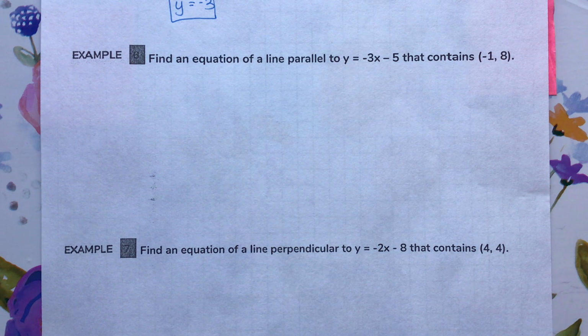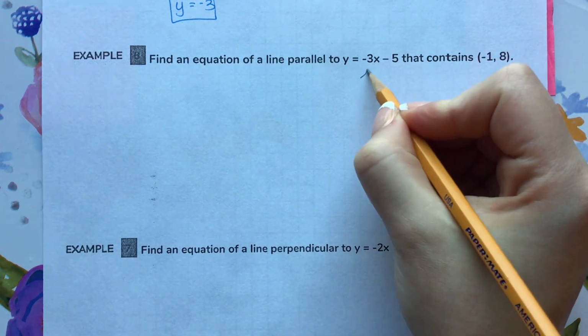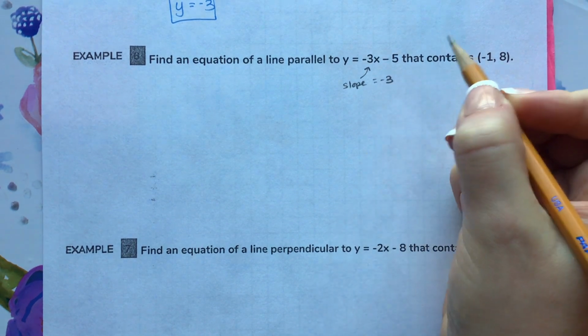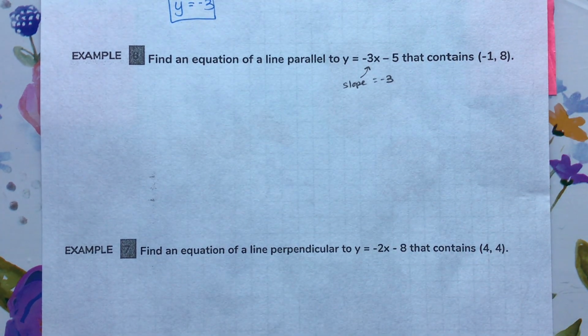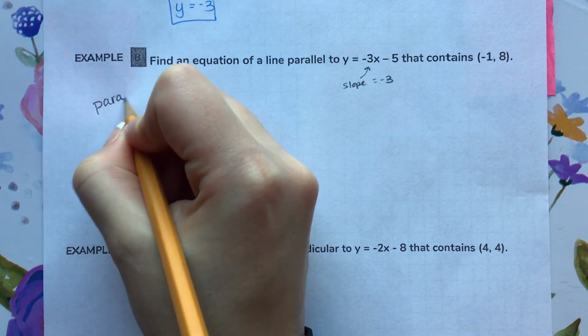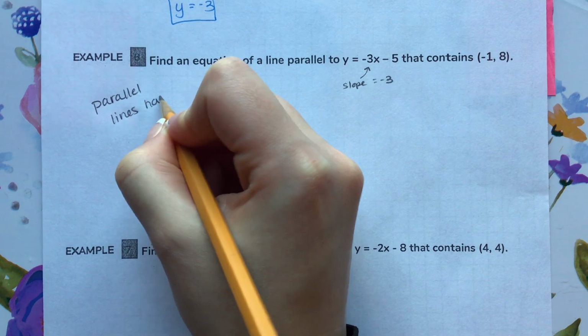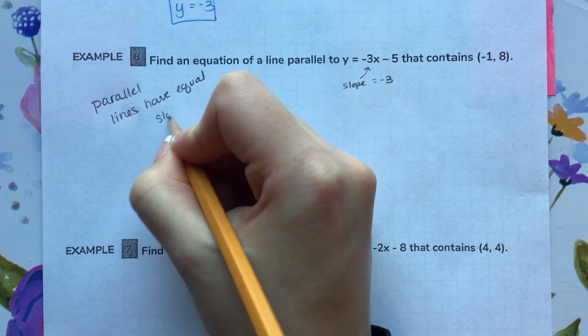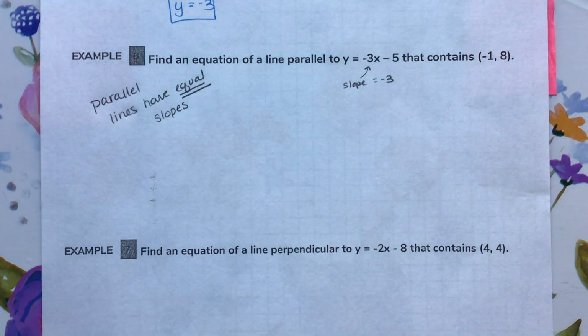In my next example, it says find an equation of a line parallel to y equals -3x minus 5 that contains the point (-1, 8). So, here is my suggestion for you. When you see something that it wants you to make parallel, you automatically go towards the slope. Slope is equal to -3. So I know that my new line must also have a slope of -3, because parallel lines have equal slopes. That's important. Parallel lines have equal slopes.